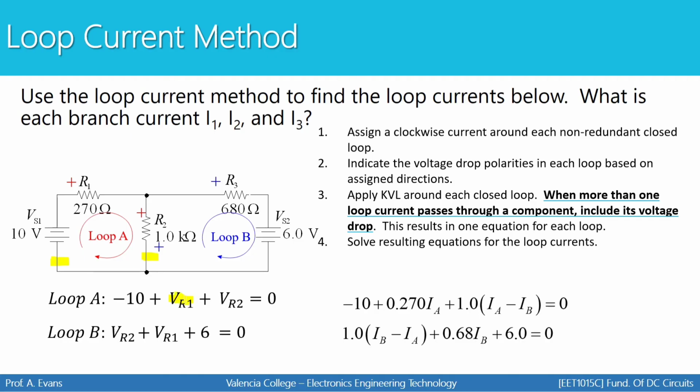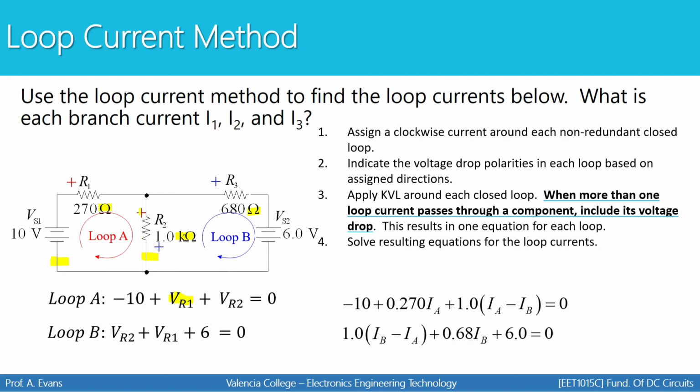For VR1, we would have 270 ohms times the current going through, which is loop A, or we call that IA. Everything has been abbreviated to be kiloohms because we have different units in the circuit. So everything is now going to be written in kiloohms from this point for consistency. So VR1 is going to be 0.270 times IA.